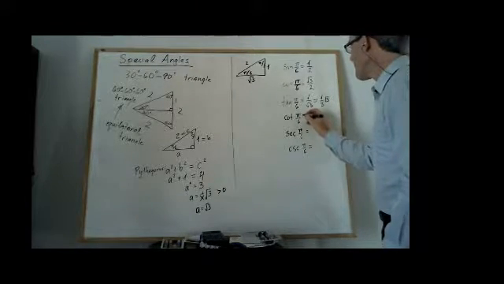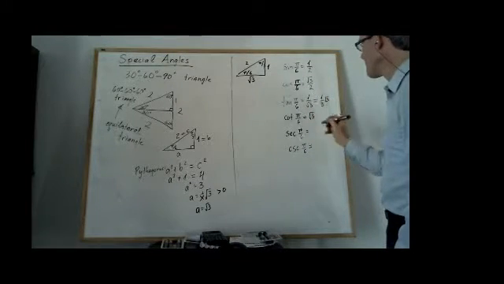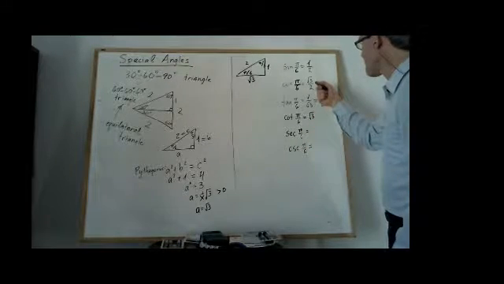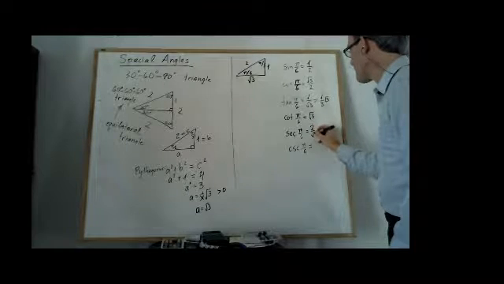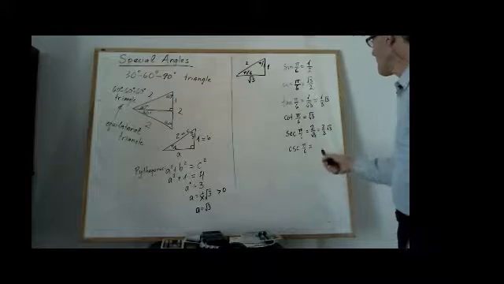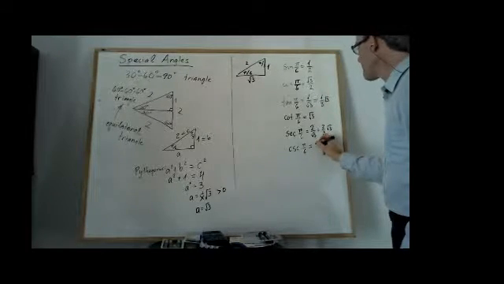Then the cotangent of pi over 6 is 1 over that, so that's the square root of 3. The secant of pi over 6 is 1 over the cosine of pi over 6, so that's 2 over the square root of 3, which is 2 root 3 over 3. And the cosecant of pi over 6 is 1 over 1/2, which is simply 2.